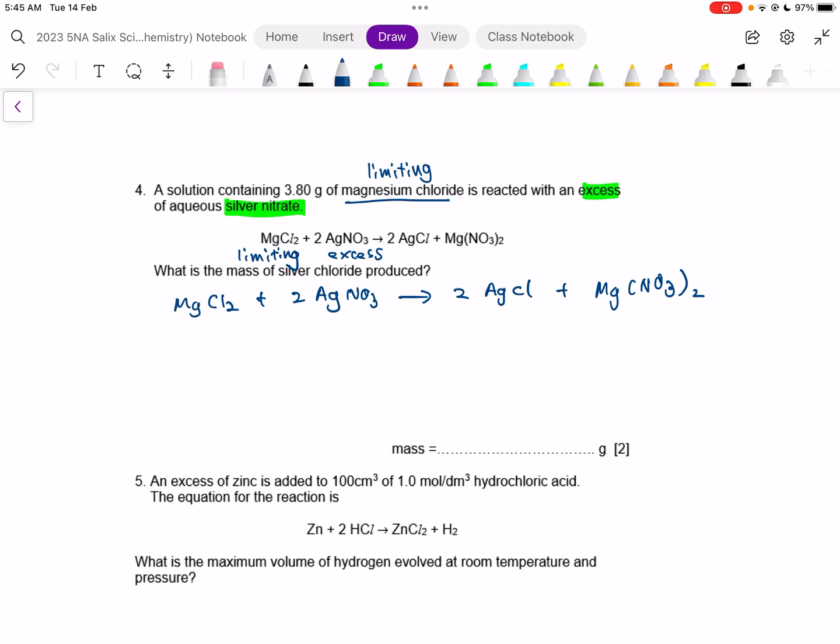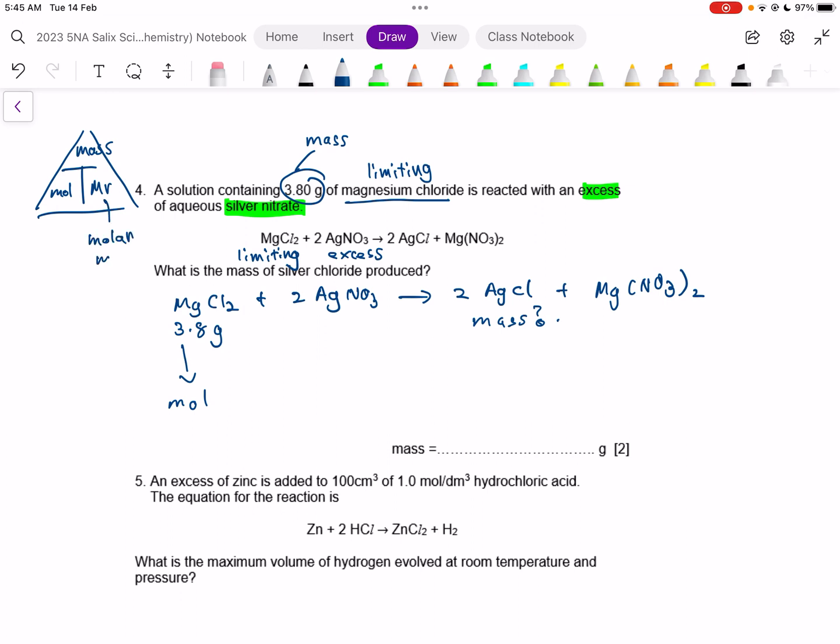You are given 3.8 grams, that's the mass. You are supposed to find the mass of your silver chloride. So what we need to do is, obviously, turn it to the mole first. That one is a 3-step process over here: mole, MR, mass. Or molar mass, to be very specific. Actually this should be molar mass.